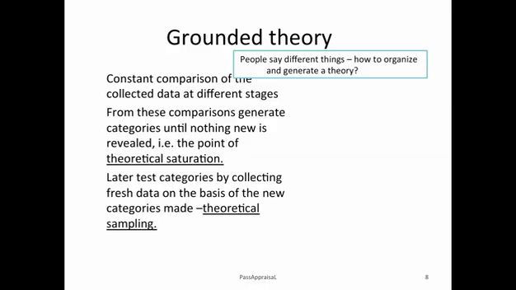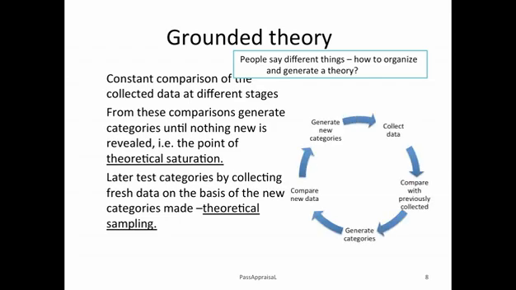Later, we can test these categories by collecting fresh data on the basis of the new categories that are made. This will confirm the exhaustiveness of the categories that are already generated. This is referred to as theoretical sampling. The attached image shows the cyclical nature of the process of grounded theory.